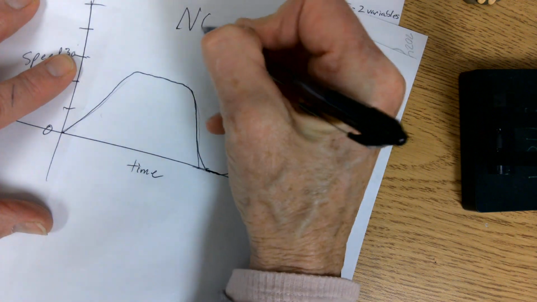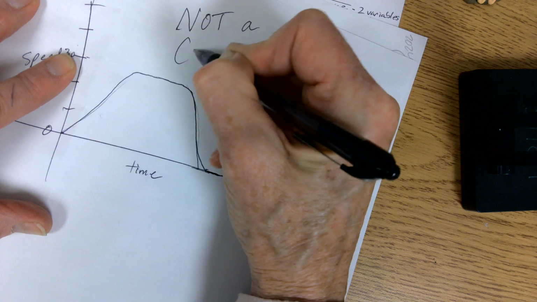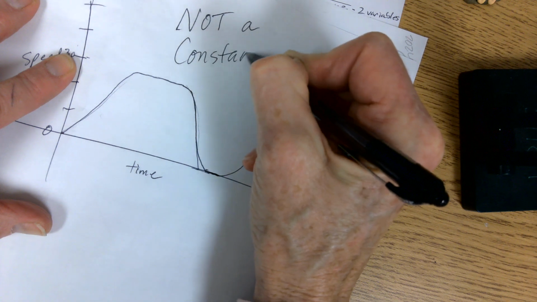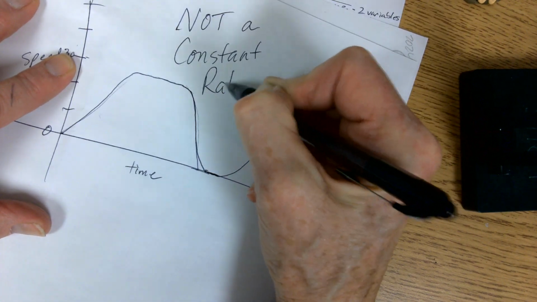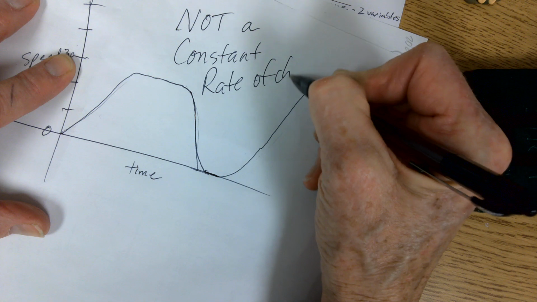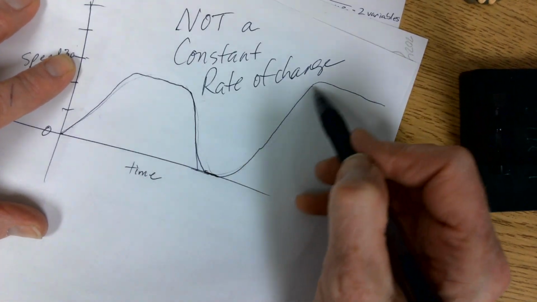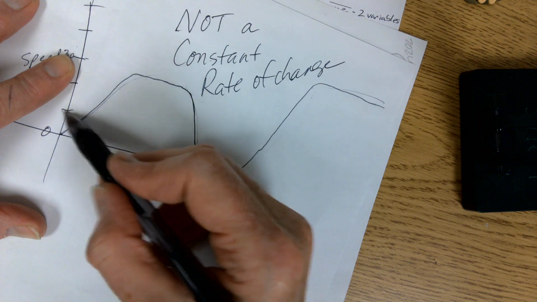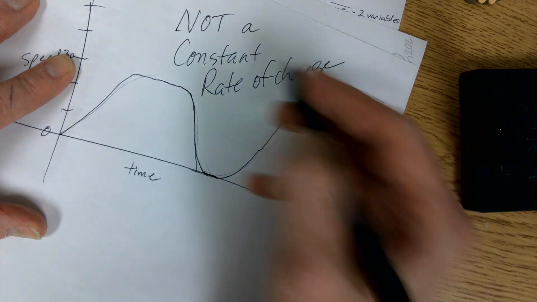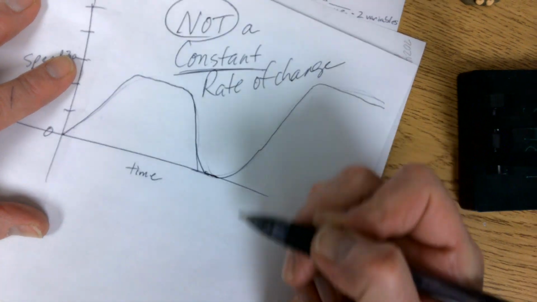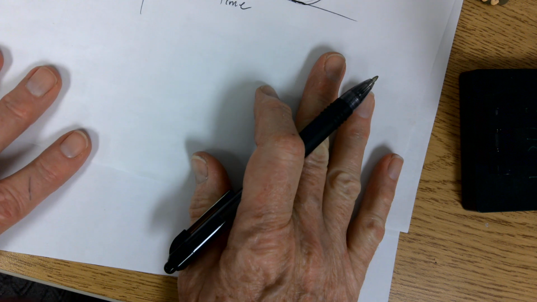This is not a constant rate of change, right? My slope is my rate of change. This is all over the place. This is not constant. Okay, now I'm going to go to another example.